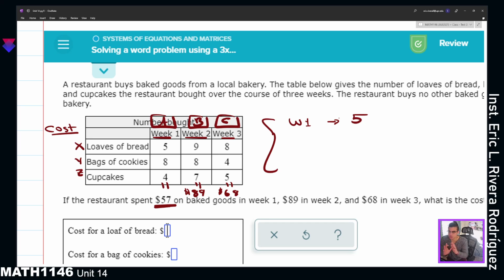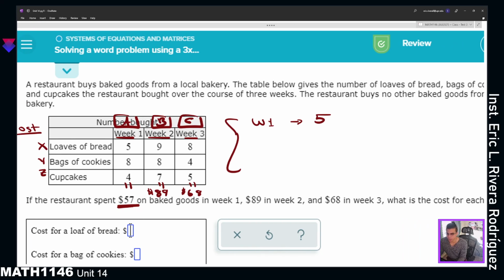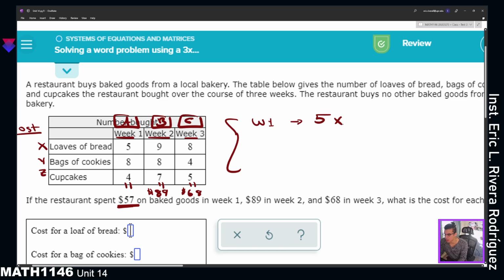So we need to construct an equation that at the end is equal to 57. Okay, because that is how we are treating this problem. So we know that we bought 5 loaves of bread, but the unit cost, or the cost for each item here, is unknown. So 5 times X is the amount that was spent just to buy the loaf of bread.